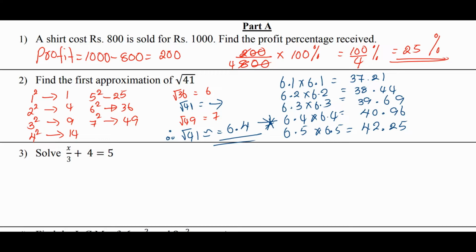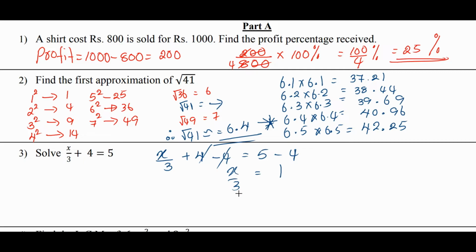Let's try question number 3. The equation we have is x over 3 plus 4 equals 5. This is a very simple one. I will write down the question again. x over 3 plus 4 equals 5. First of all, I have to get rid of this plus 4, so I will add minus 4 to both sides. Then this should be neglected. Then x over 3 should equal 1.